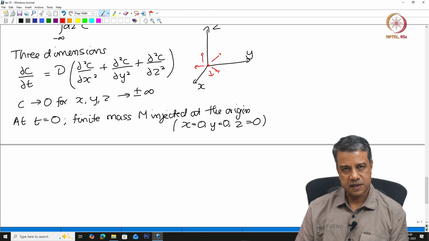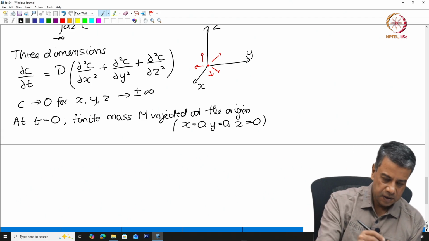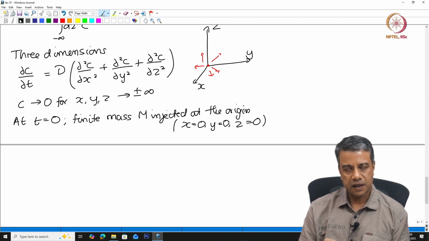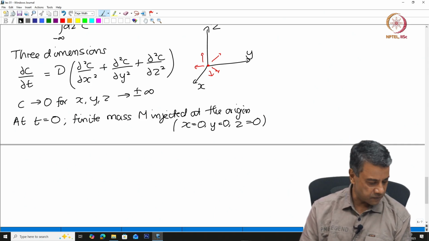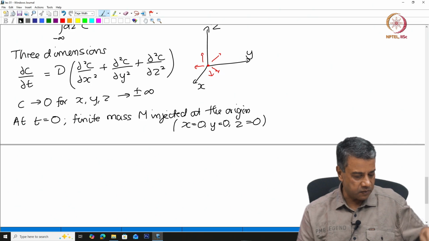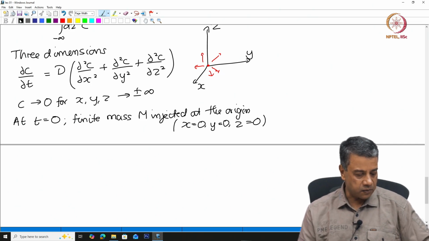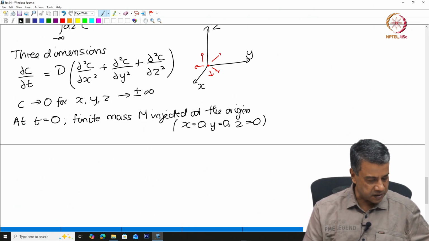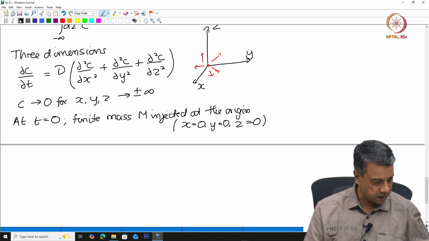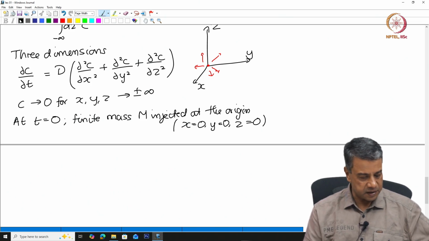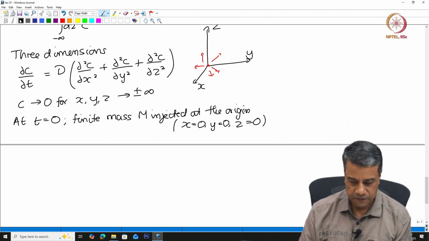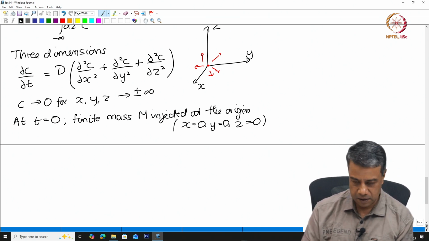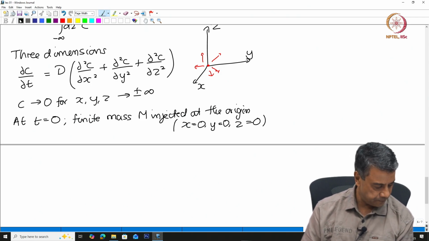Now, what is this mass injected at initial time? That means that I am injecting a finite amount of mass into an infinitesimal volume in 3 dimensions. Note that in 1 dimension it was a mass per unit area that was injected, not a finite amount of mass. It was a finite amount of mass per unit area injected within an infinitesimal spatial distance, whereas here I have a finite amount of mass injected within an infinitesimal volume.